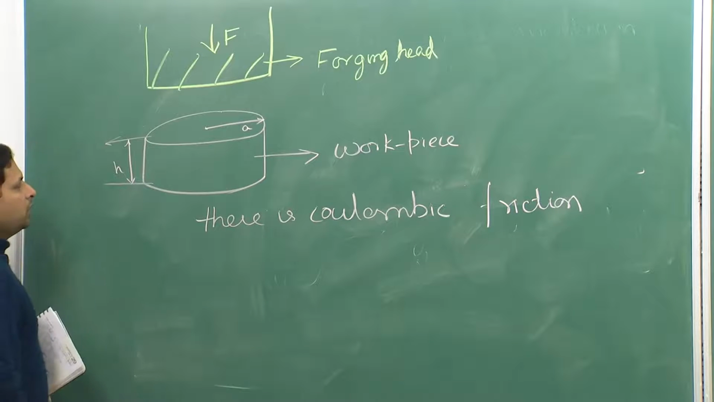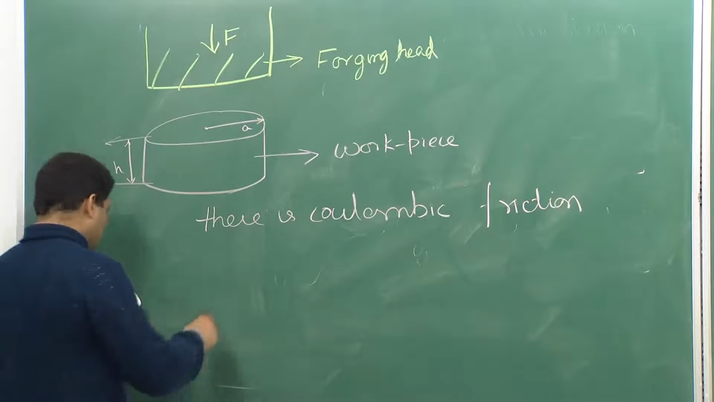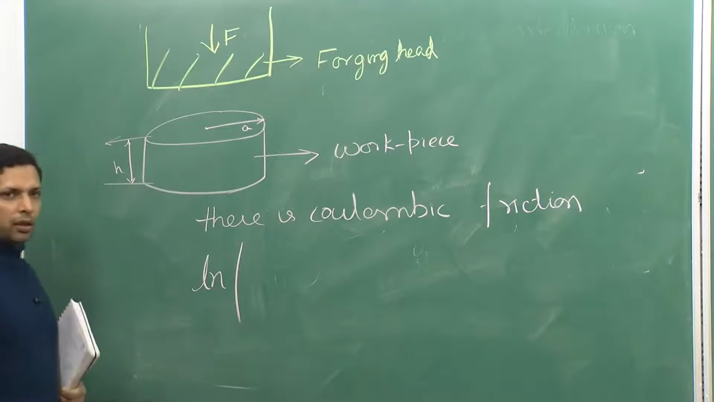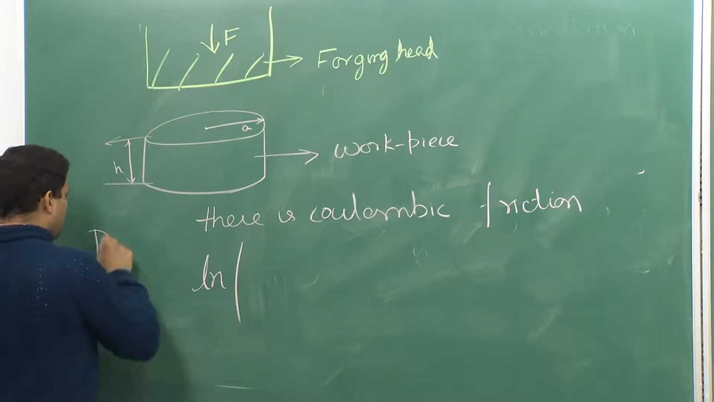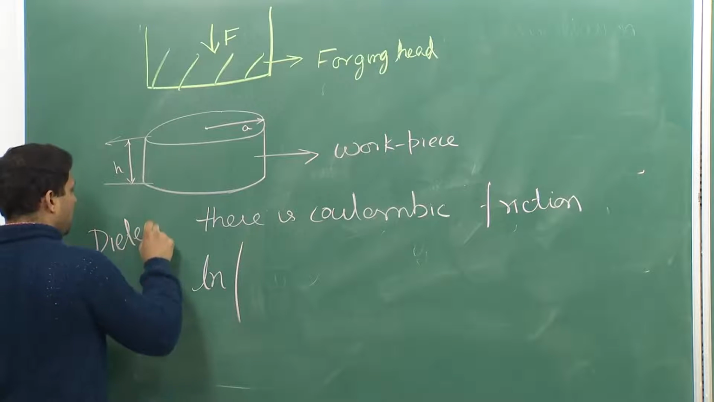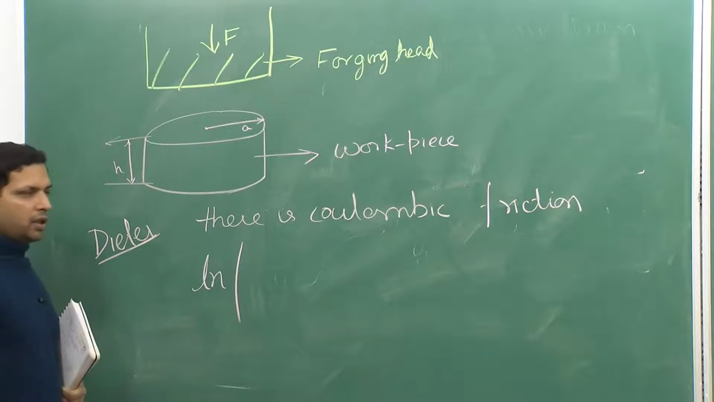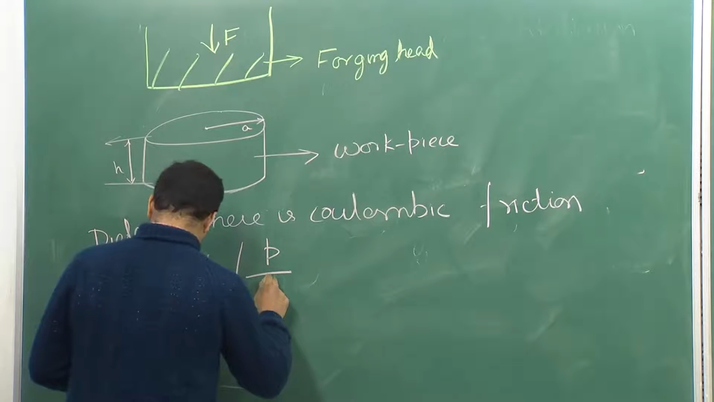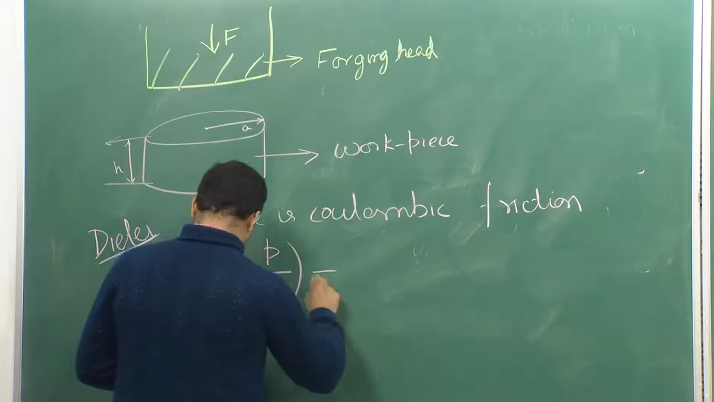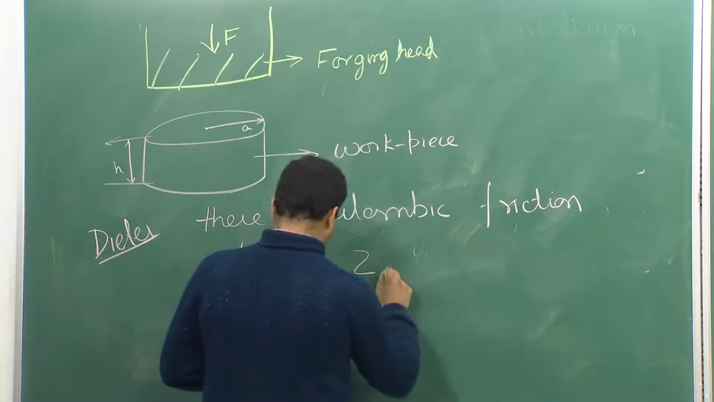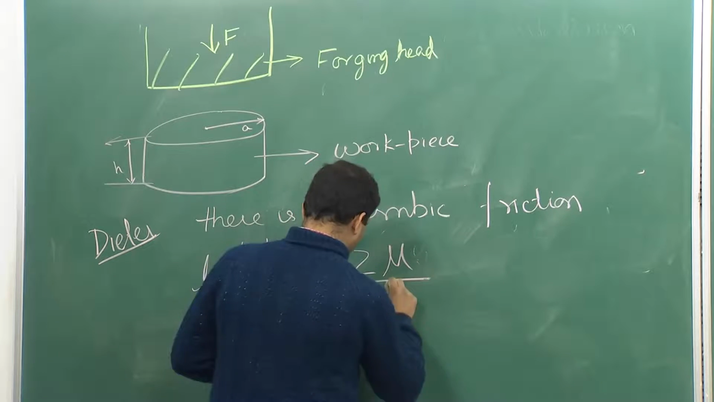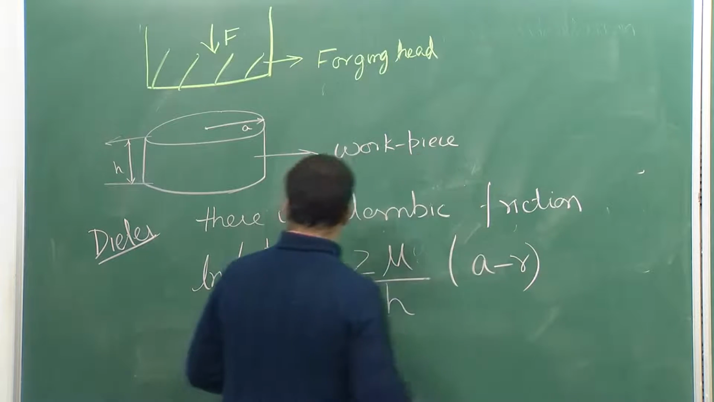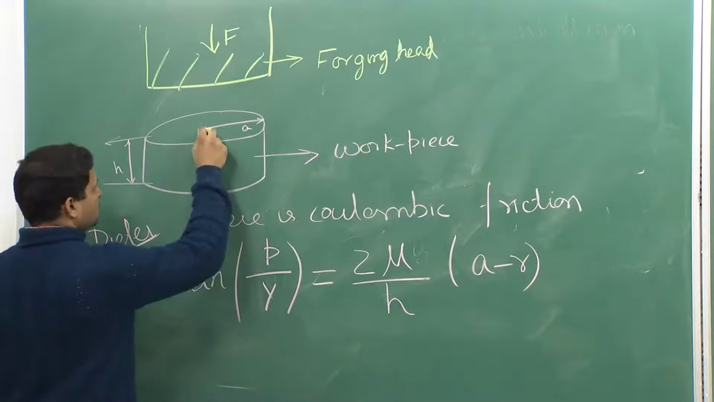With this assumption, you can easily show that, and it has been derived in Dieter. If you go to Dieter, the mechanical metallurgy book, over there you can see the derivation that this ln P over y, where P is a function of this r.